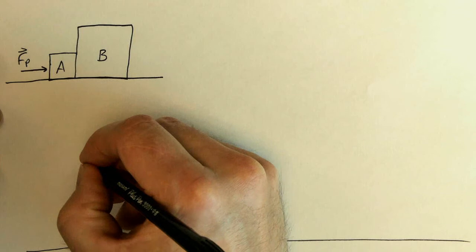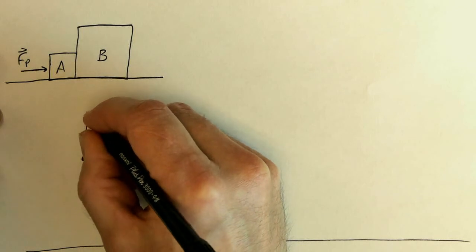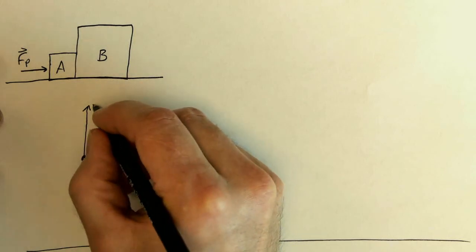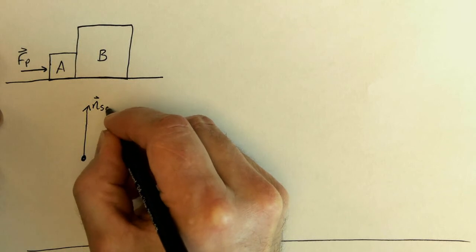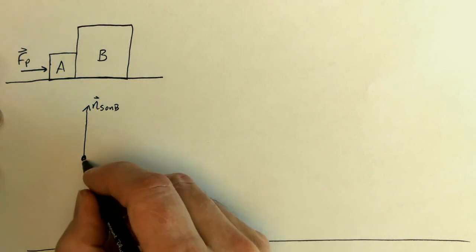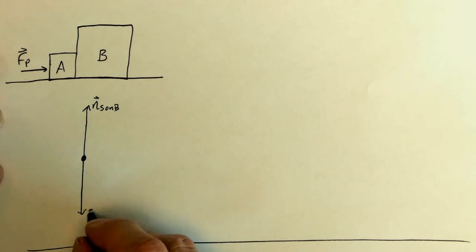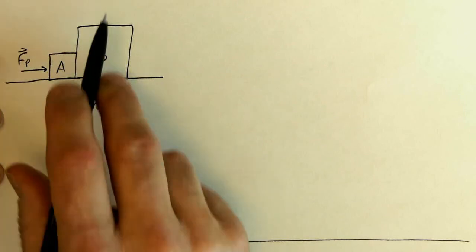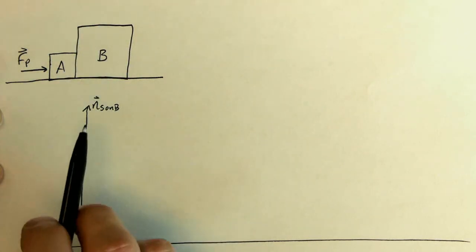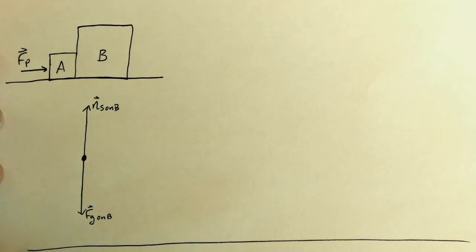Okay, here's my free body diagram for B. It's a large block, so the normal force of the surface on B is going to be equal to its large gravitational force down on B. Because I can tell that it's not accelerating up and down, these two should be equal.